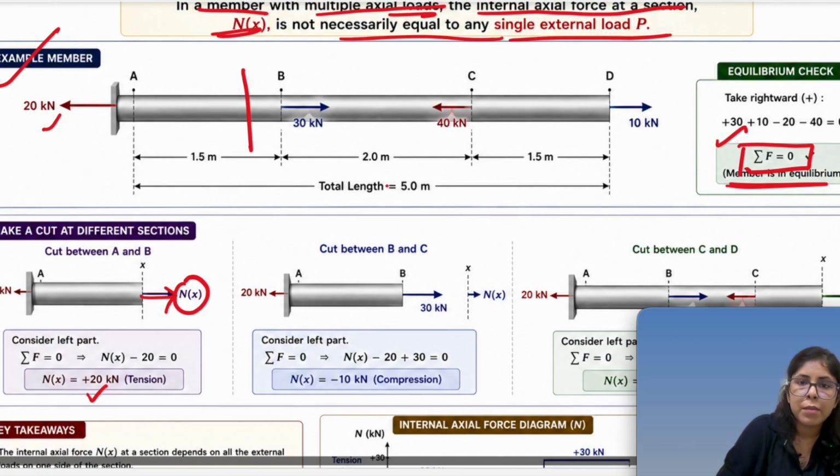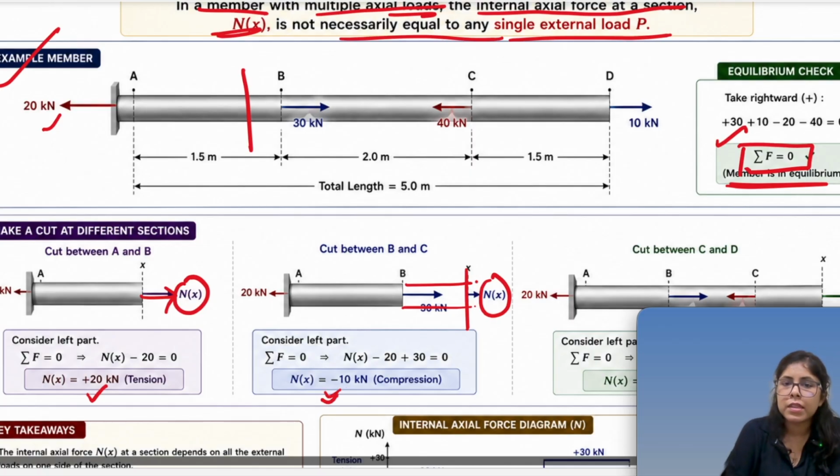Now if I make a cut at this location, we have 20 kilonewton in this direction and 30 kilonewton in this direction. What will be the value of Nx? Nx comes out to be minus 20 plus 30, so it is minus 10. The minus sign says that it is opposite of whatever direction we assumed, tension, so it became compression.